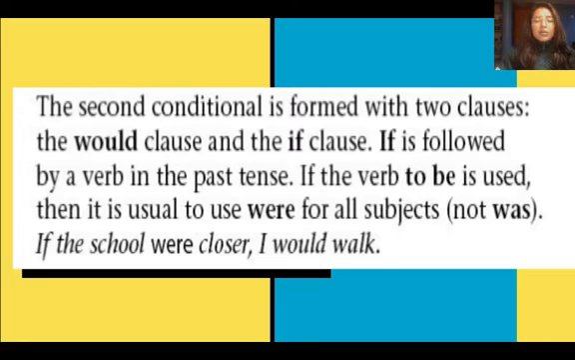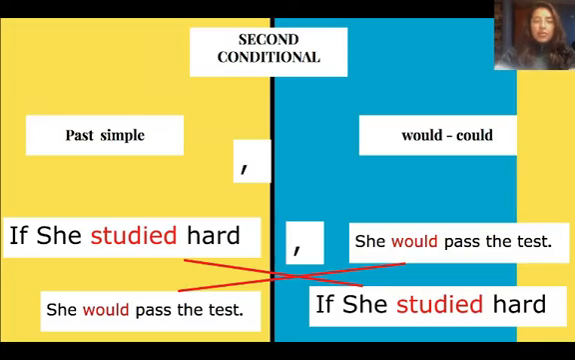¿Ok? Cuando utilizamos el verbo to be en pasado simple, en el segundo condicional, todos los pronombres, todos los sujetos van a ir con were. ¿Ok? Don't forget that, it's so important.